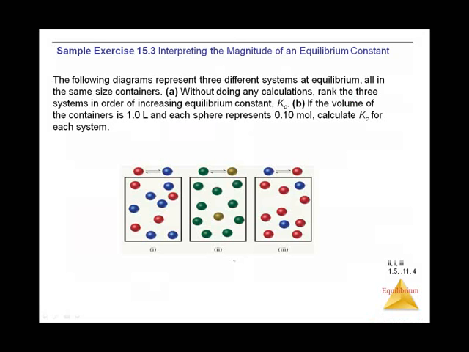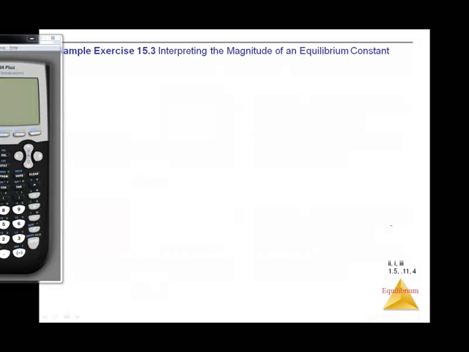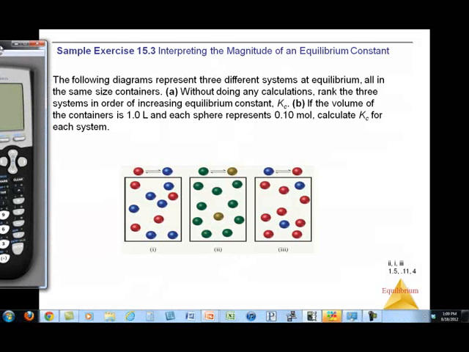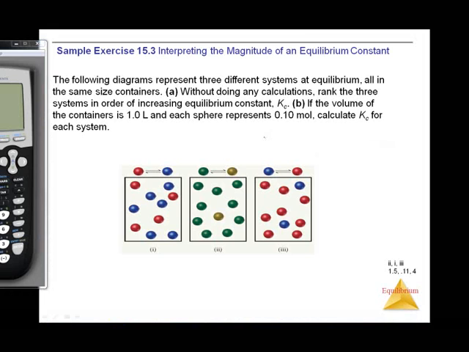So let's take a look at this. The following diagrams represent three different systems at equilibrium, all in the same size container. Without doing any calculations, rank the three systems in order of increasing equilibrium constant Kc. Okay, let's do that first. Alright, so remember Kc, we're always talking about products over reactants, right?